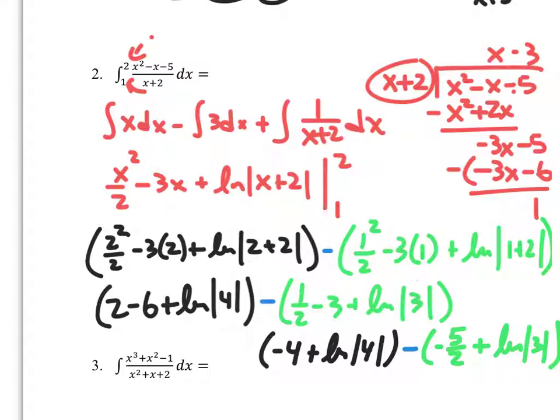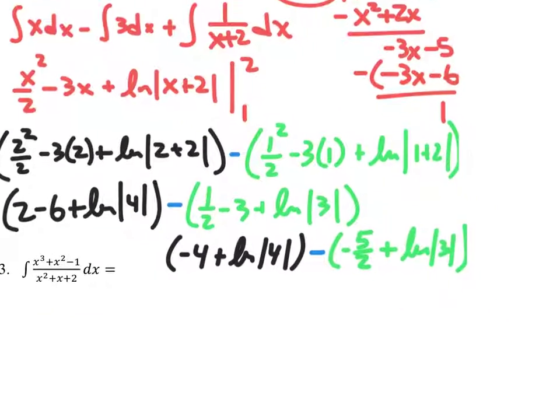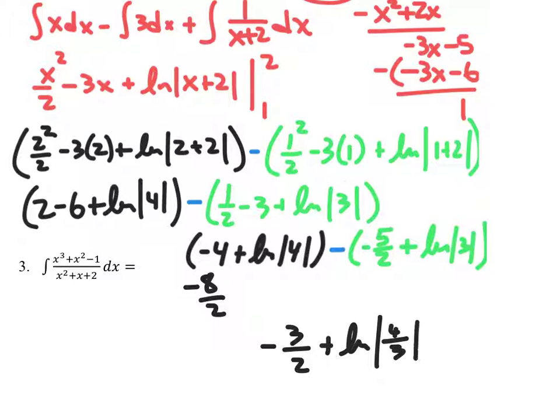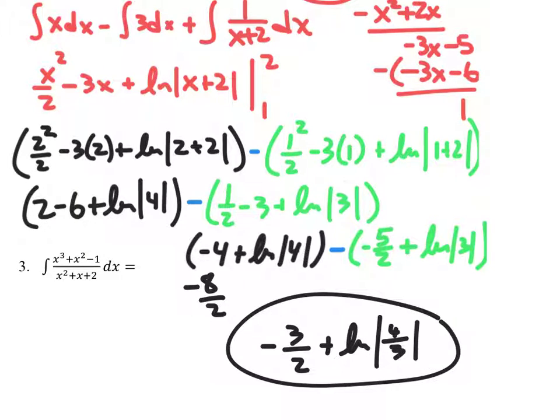Okay, so I've gotten this far. I could still do a little bit more work. Negative 4 is really negative 8 halves. So negative 8 halves minus negative 5 halves would be a positive 3 halves. Oops, I'm sorry, a negative 3 halves. And natural log of 4 minus natural log of 3 is going to be the natural log of 4/3. That would be the evaluated integral.